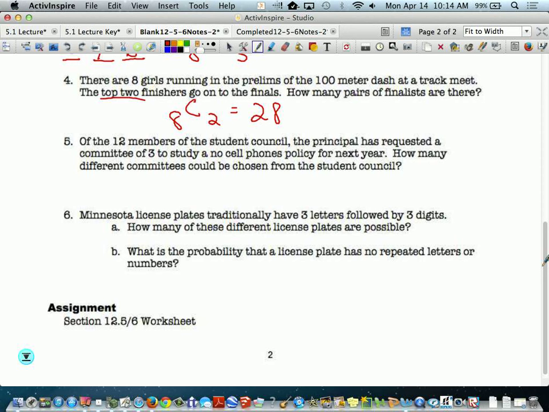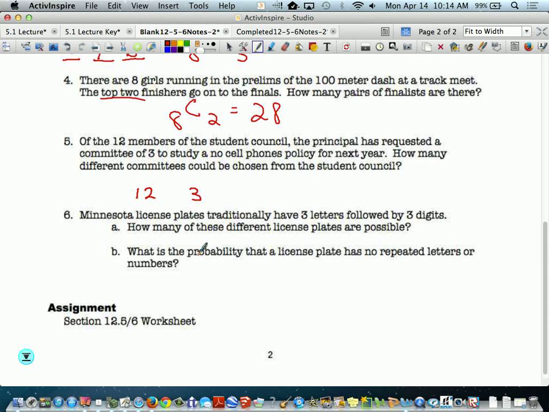Of the 12 members of the student council, the principal has requested a committee of 3 to study a no cell phones policy for next year. How many different committees could be chosen? So if we have a student council, it's a group, and now I'm going to select a subgroup out of that 12. So my assumption is everybody knows that it's going to be 12 and 3.